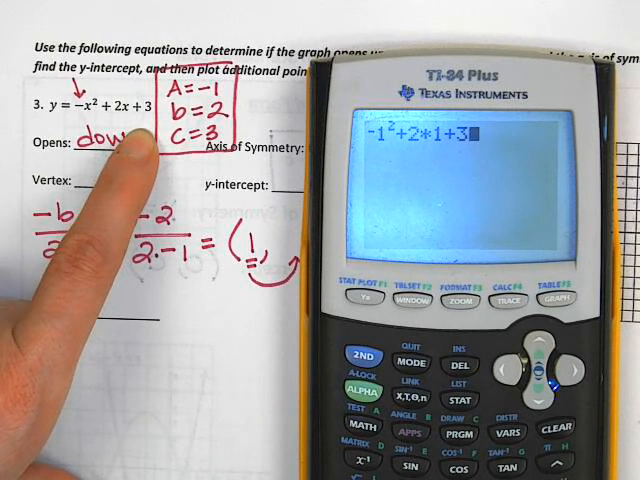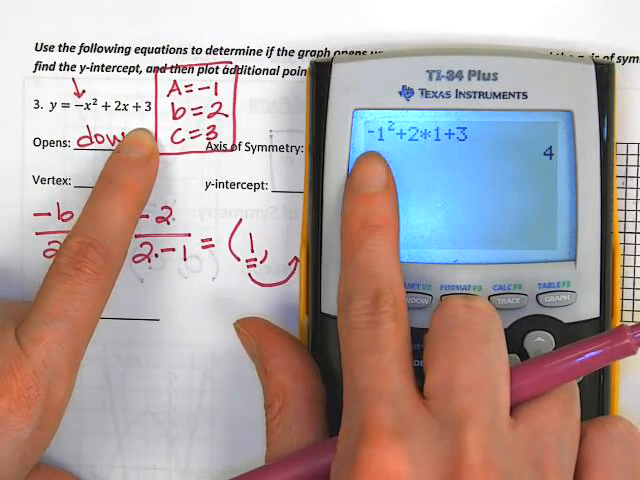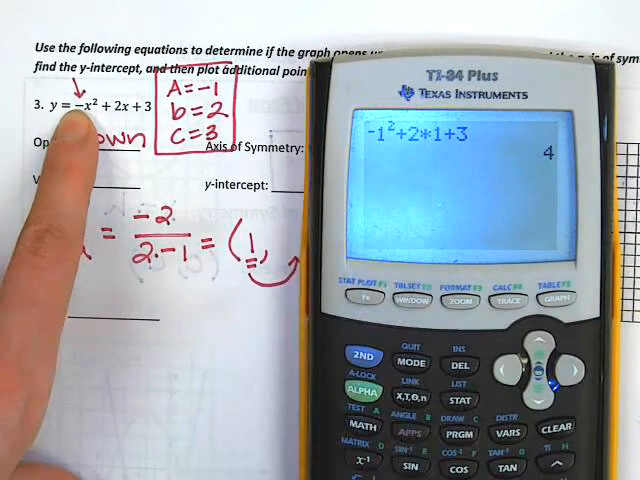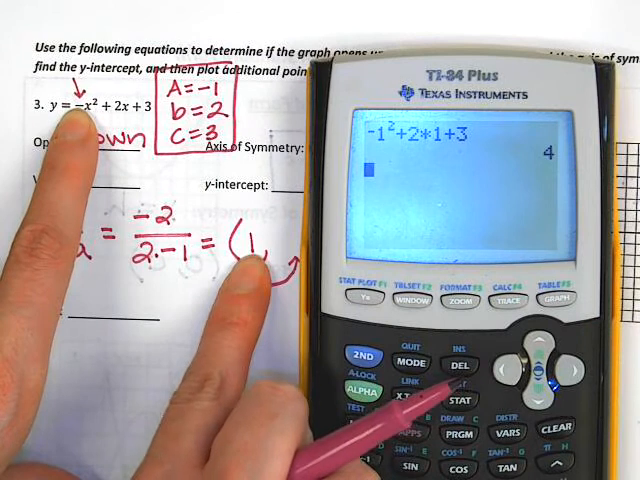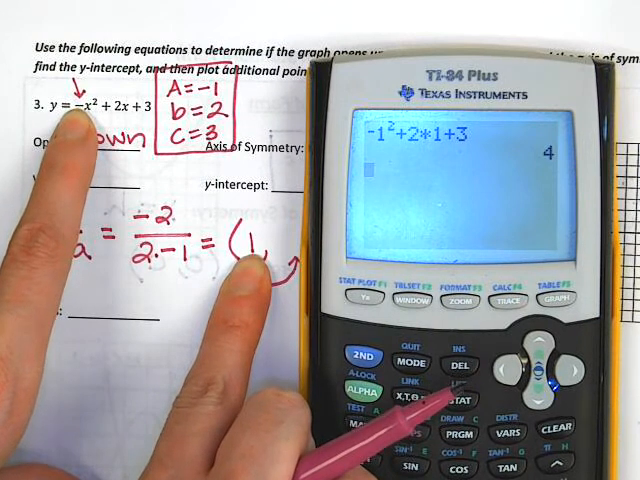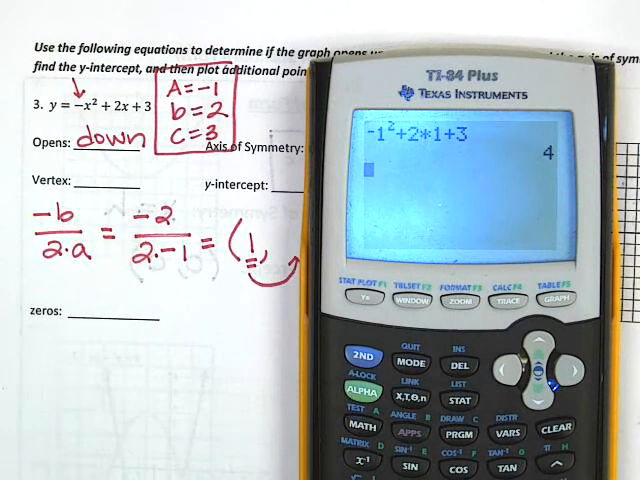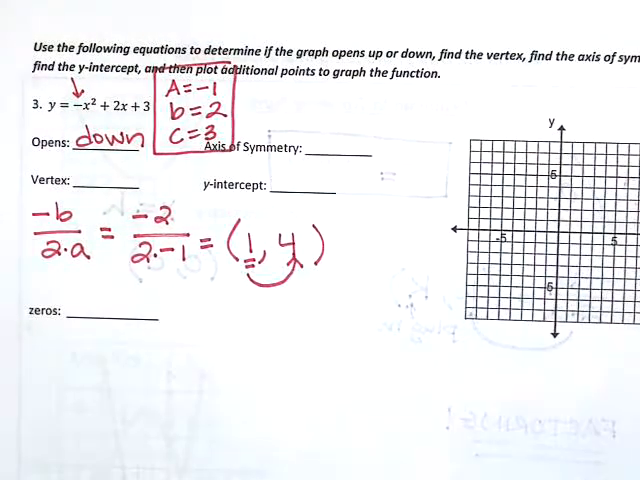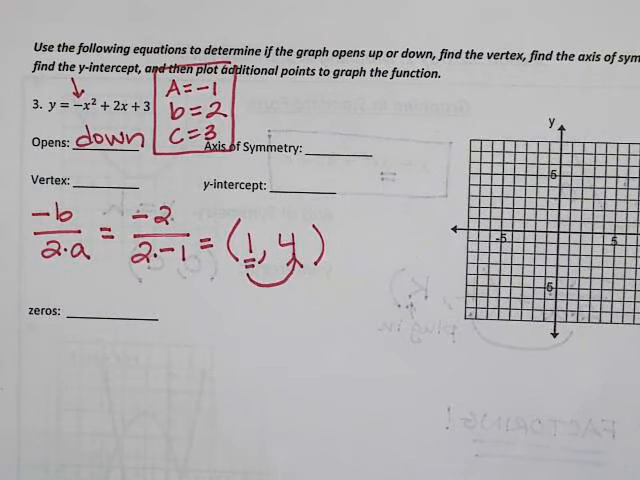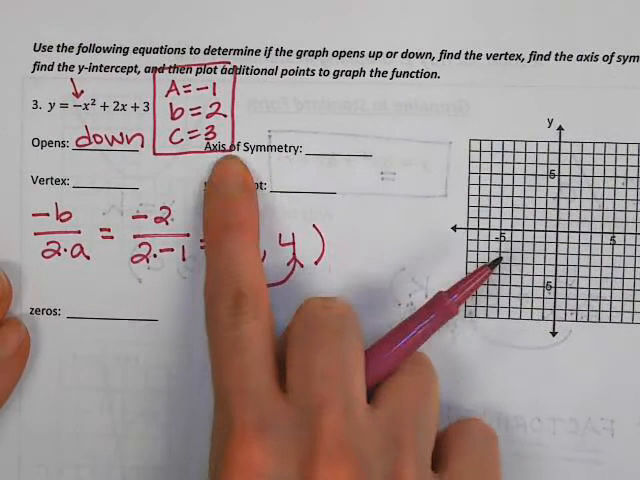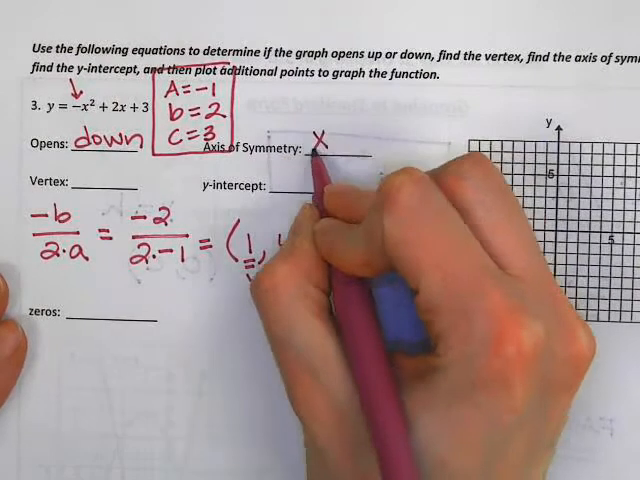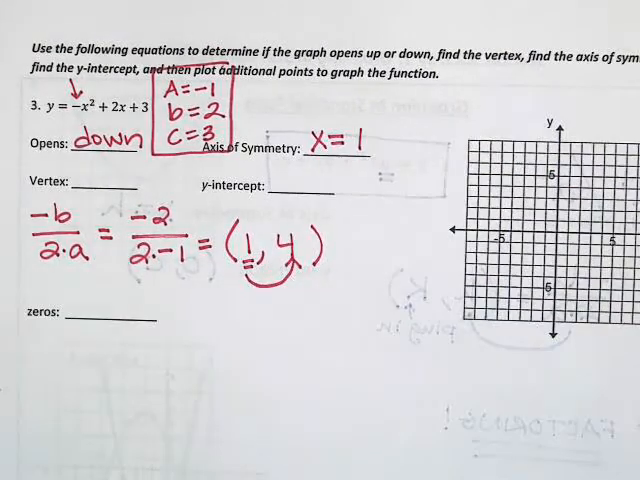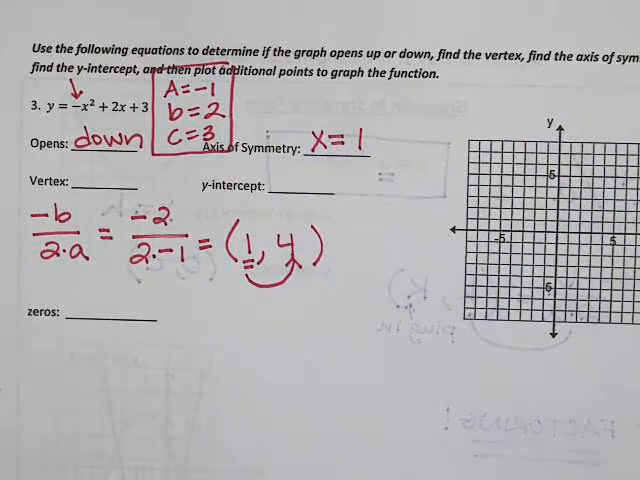Now, some of you might be wondering why I didn't put the negative in parentheses. That's because in this problem, the negative is out front. It's not part of the x. So when that happens, you just put it out front. All right, so the vertex is 1, 4. And that means that the line of symmetry is x equals 1, right? The h value of the vertex.